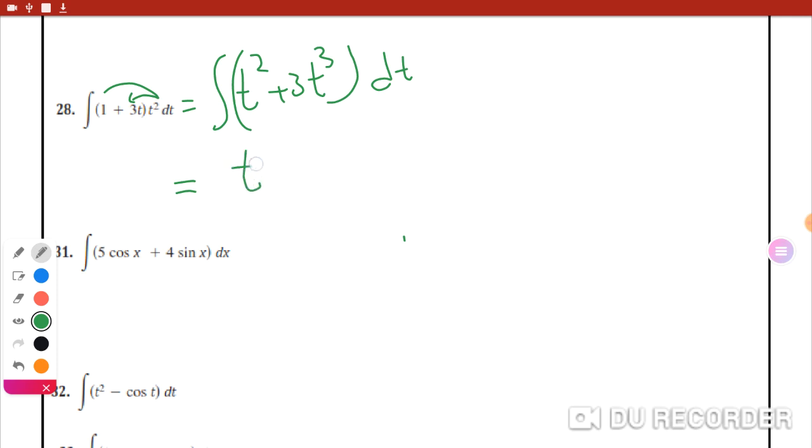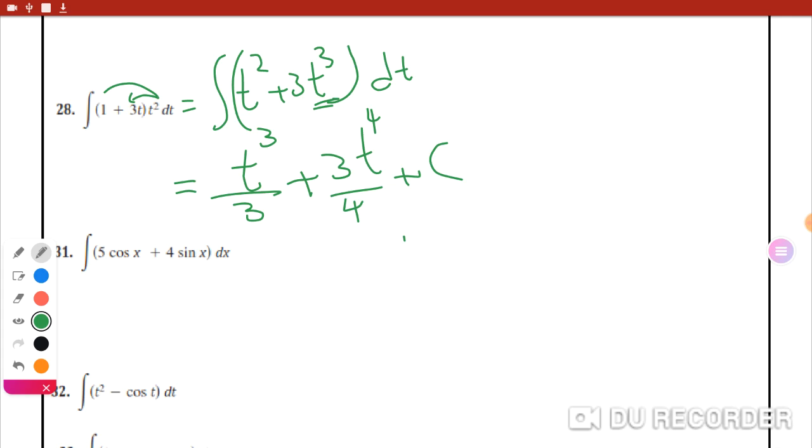By adding 1 to the exponent, it will be 3 over 3, multiplied by the integration of t to the power 4 over 4, plus a constant. Don't forget the constant of integration. Okay, for the next problem.